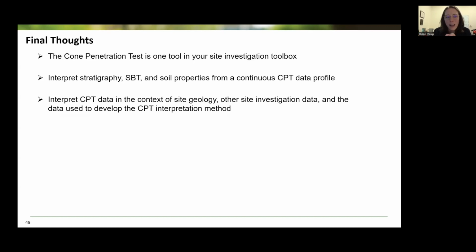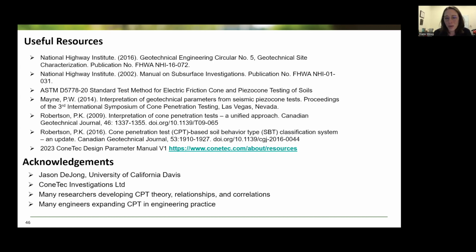From a CPT data profile, we can interpret stratigraphy, soil behavior type, and soil properties from that nearly continuous soil profile. And the CPT data should be interpreted in the context of site geology, other site investigation data, and the data used to develop the CPT interpretation method. You want to bring it all together to create a model for your site, or I like to say a story for your site. Here's a list of useful resources if you want to learn more about the cone and its interpretation. The ConeTech Design Parameter Manual is a nice comprehensive document for interpreting cone data.